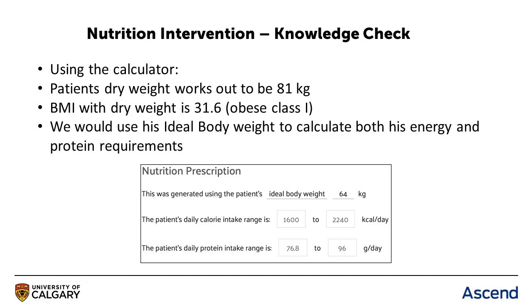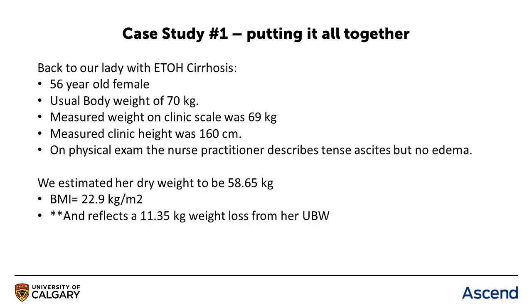Okay, so that was a warm-up. Now, go back and let's do a little more complicated patient. She's 56. This is the lady we actually did earlier. She has a usual weight of 70 kilos. Measured weight, though, was 69. So we've already worked through this. I'll advance the slide because we've already been there.